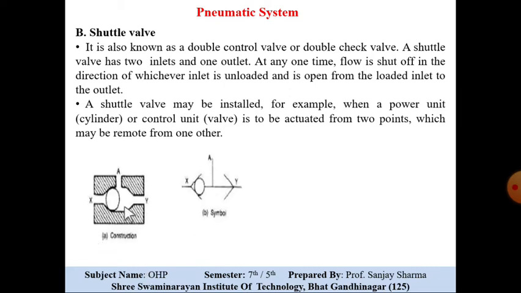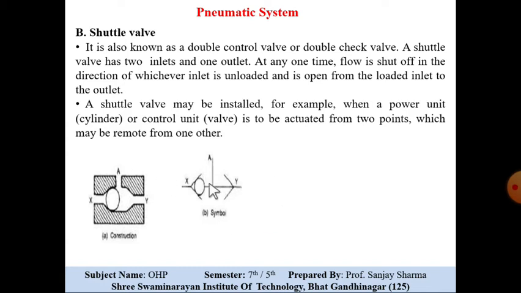So if you see the construction wise, here this is the construction wise, you can see here when X and Y are the two inlet and A is the outlet. So when air is blowing from X, this ball will come and lock the Y and air will flow from X to A. When air is flowing from Y, the ball will come and settled on this X side and it will block X side, and air will flow from Y to A.